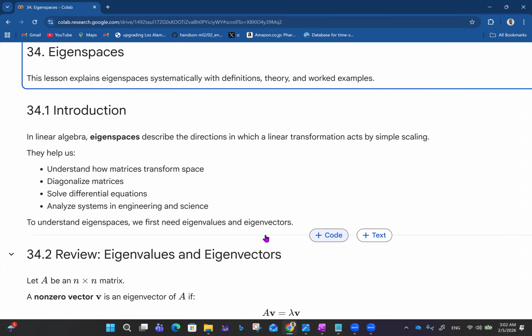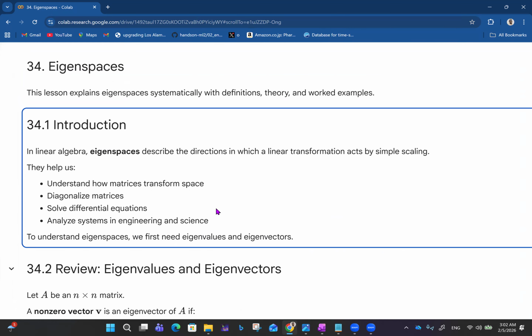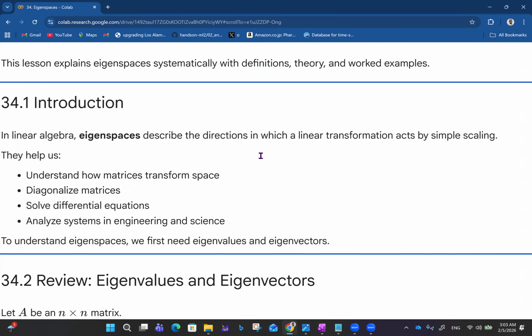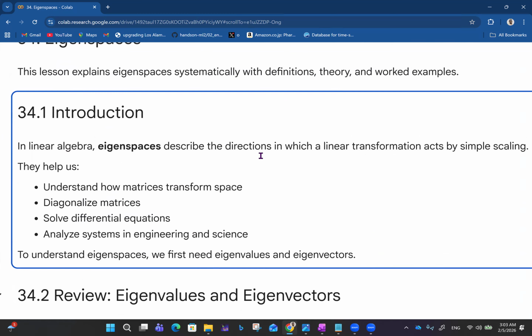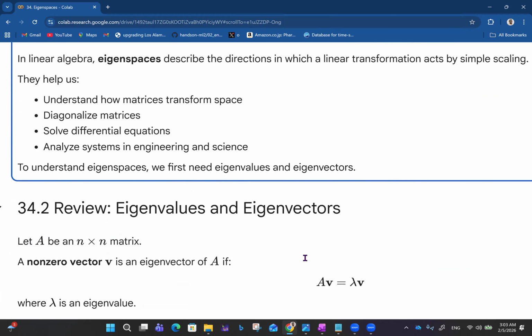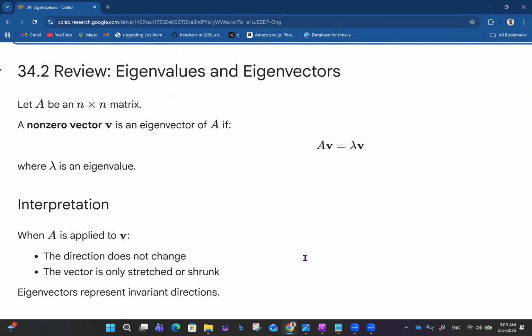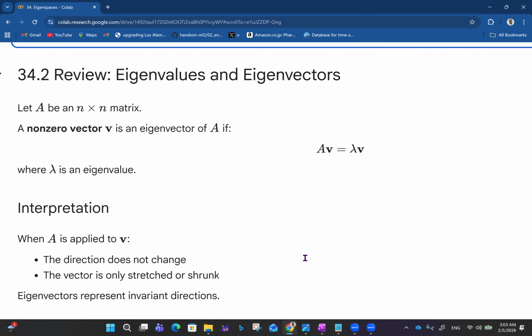This lesson explains eigenspaces rather systematically with definitions, theory, and worked examples. So, introduction. In linear algebra, eigenspaces describe the directions in which linear transformations act by simple scaling, right? They help us understand how matrices transform space, diagonalize matrices, solve differential equations, and analyze systems in engineering and science. To understand eigenspaces, we first need eigenvalues and eigenvectors as usual. You can't talk about eigenspaces because it is a space for eigen concepts.